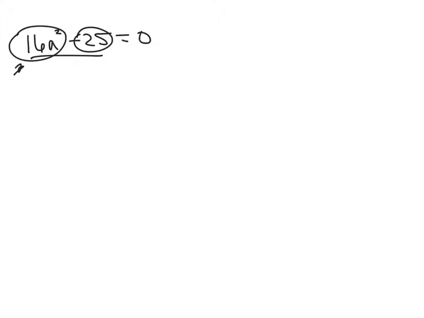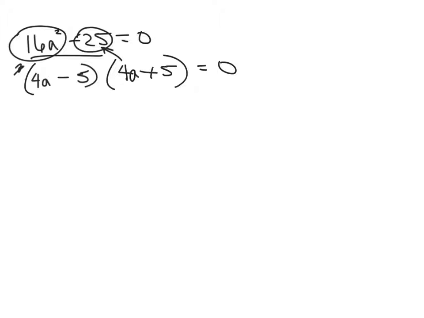Square root of this, square root of that, put a parenthesis there, make another one, put a parenthesis, equals 0, plus, minus. Doesn't matter which one's plus, which one's minus, because they're both the same. So one of these has to be equal to 0. So let's write the first one equal to 0. And let's write the second one equal to 0.